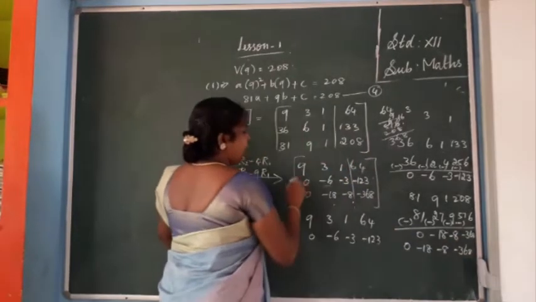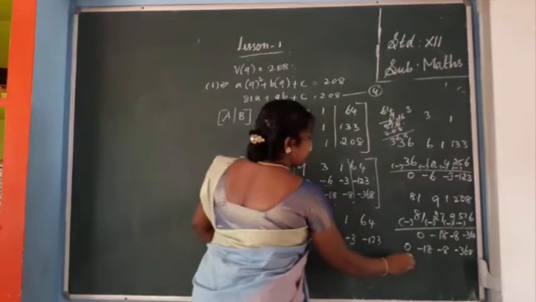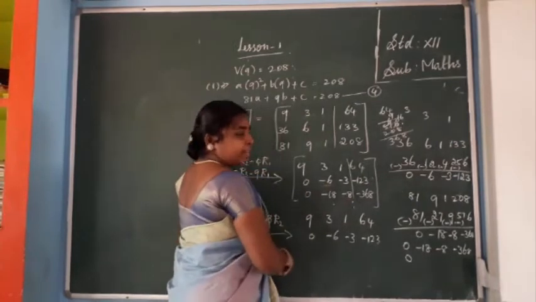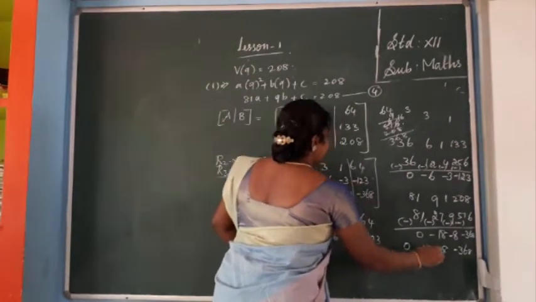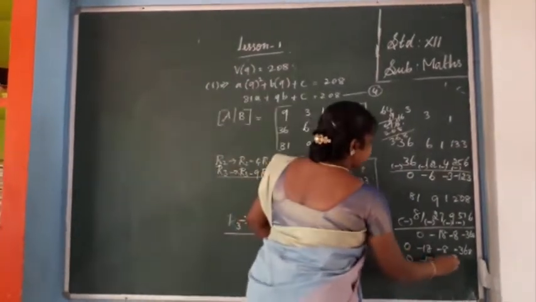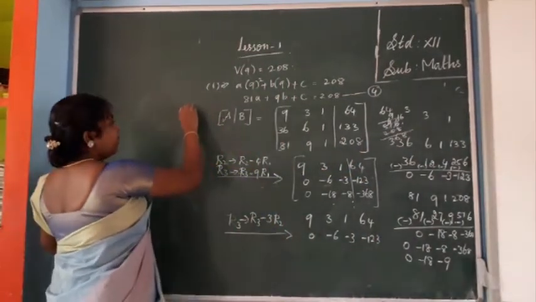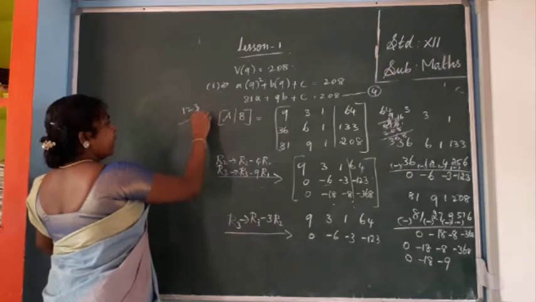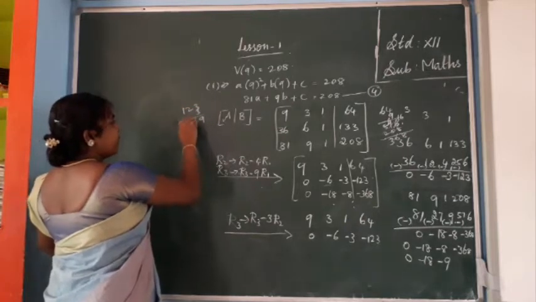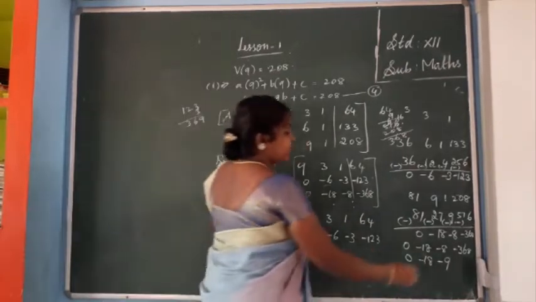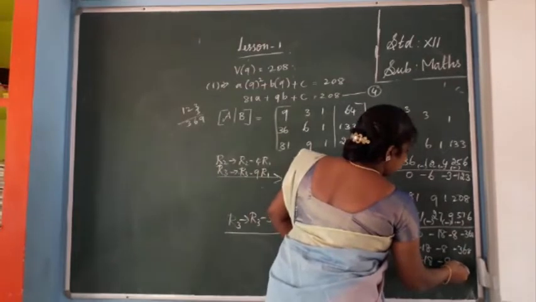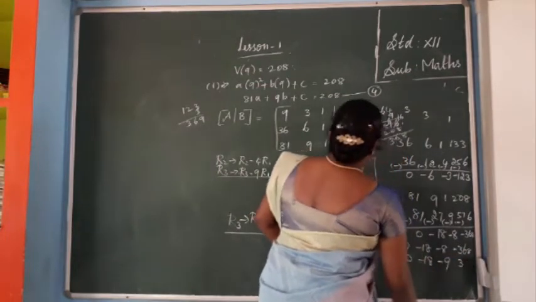How to multiply R2 by 3? So 3 into 0 is 0. 3 into minus 6 is minus 18. 3 into minus 3 is minus 9. Here only it is somewhat lengthy. 3 into 123: 3 3s are 9, 3 2s are 6, 3 1 is 3. So 369. After subtracting, you will get a smaller number only.